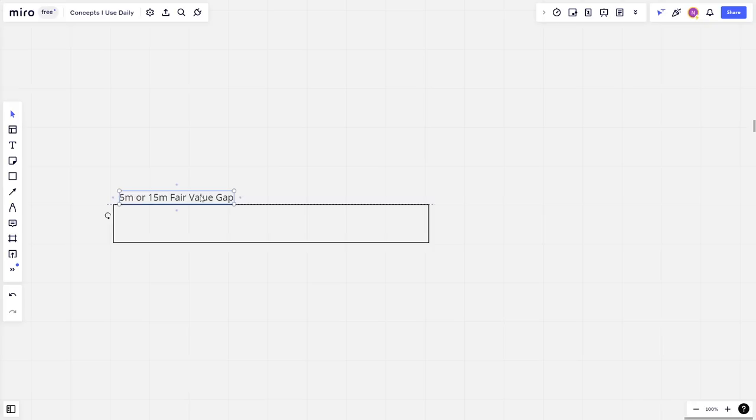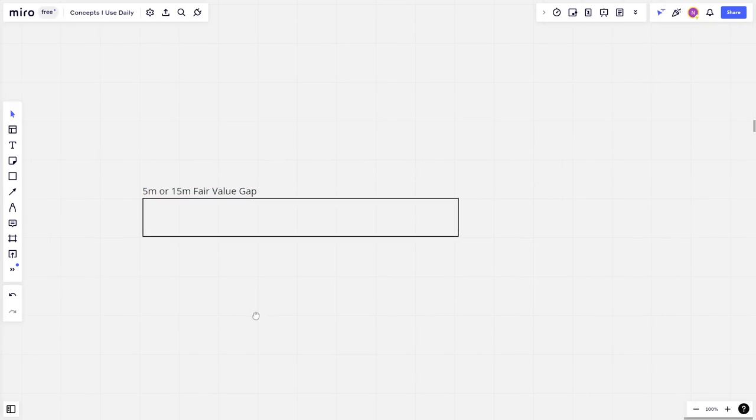And so this is a 5 or 15 minute fair value gap, right? And we are looking, this will be after step one and two. Now we're looking for step three. We need to wait for price to mitigate this area.